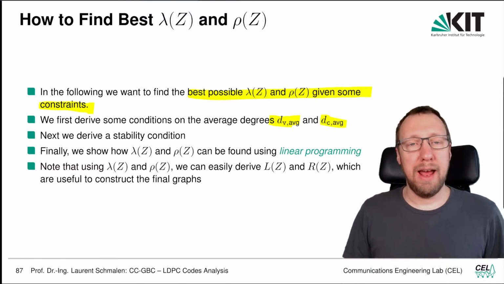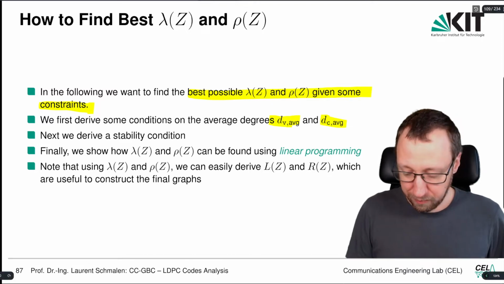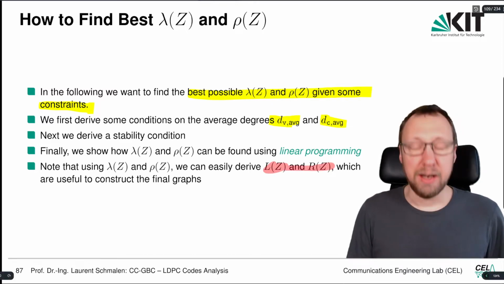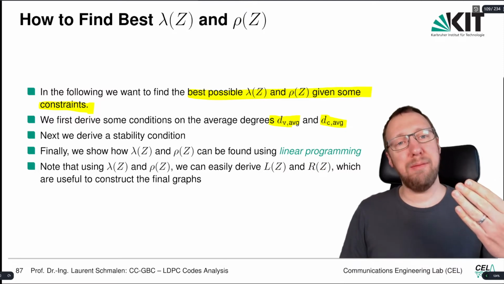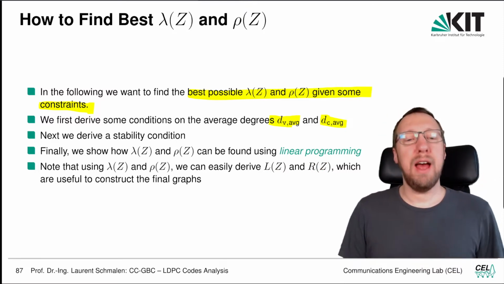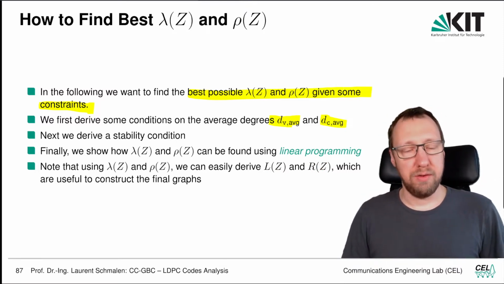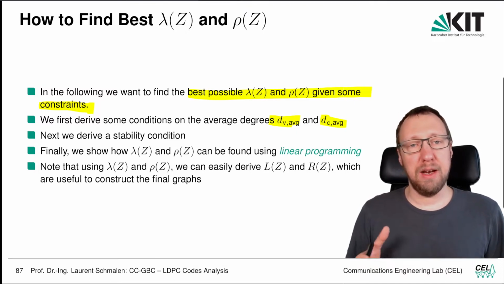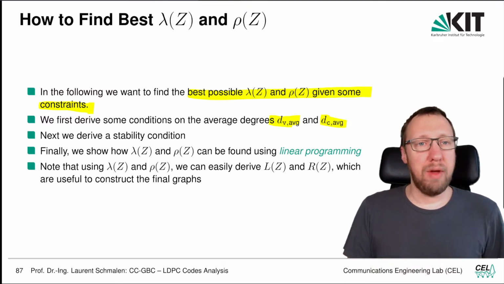Once we have lambda offset and rho offset, then it's very easy. Then we calculate L offset and R offset. And once we have L offset and R offset, we can get capital lambda offset, P offset, and construct the tanner graph. And by having the tanner graph, we have the parity check matrix, and we have the code.